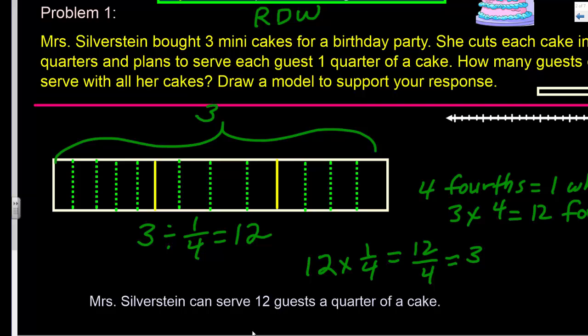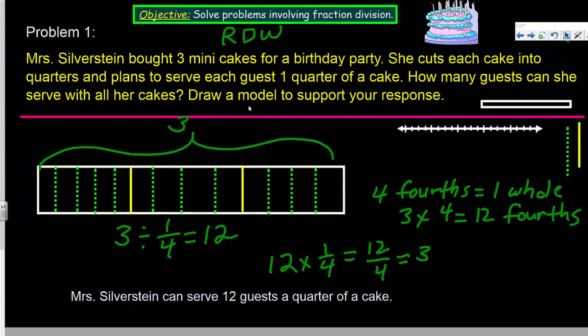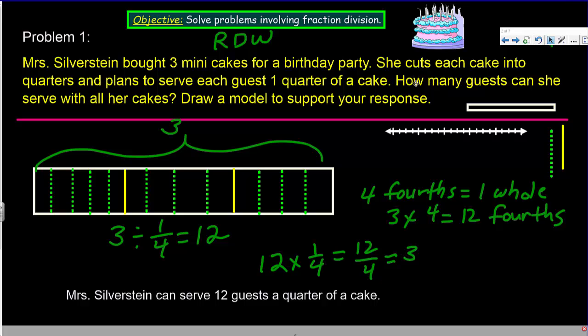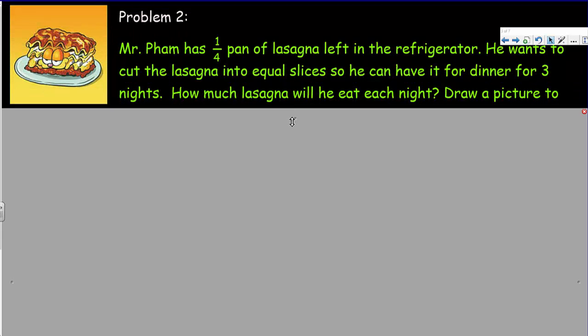Okay, then Miss Silverstein can serve 12 guests 1/4 of a cake. Okie dokie. Let's go on to another problem. Another word problem. Problem 2.